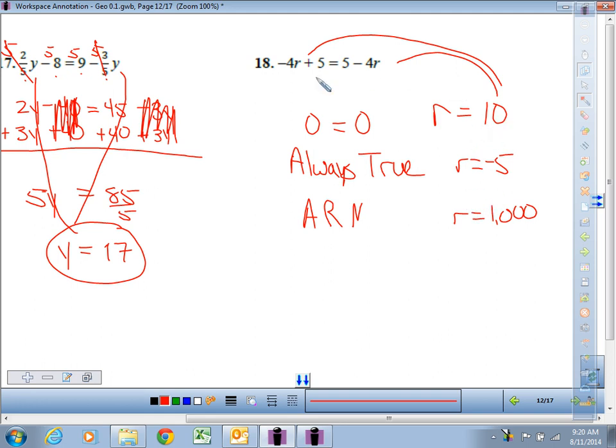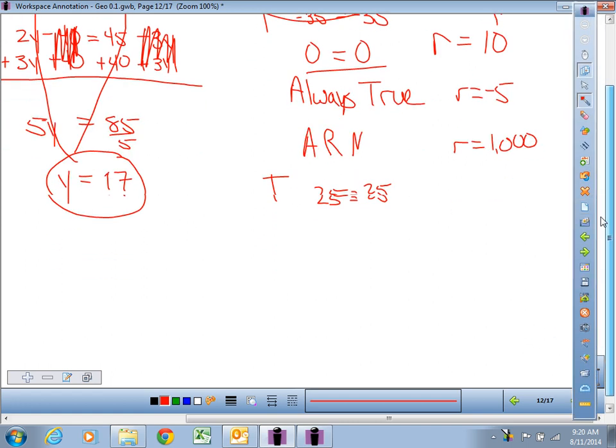Let's say I took 10 in there. That'd be -40 plus 5, that's -35. I would automatically get -35 here. And that's a true statement. If I took -5, that's going to be 20, 25, and 25, so I'd have 25 equals 25. Well, that's a true statement. No matter what we put in here for r, this equation will always be true. So that's what's going to happen if you get something like that, where 0 equals 0.